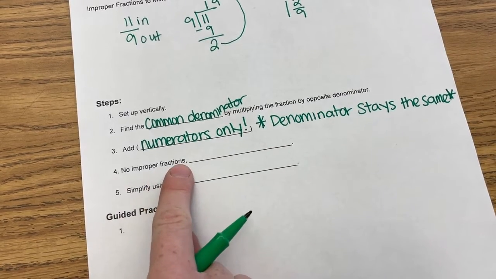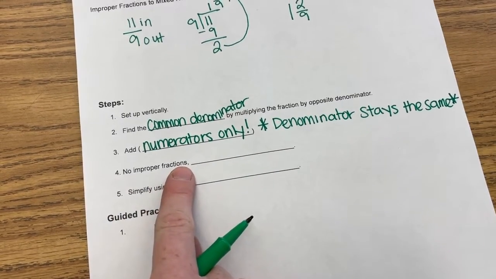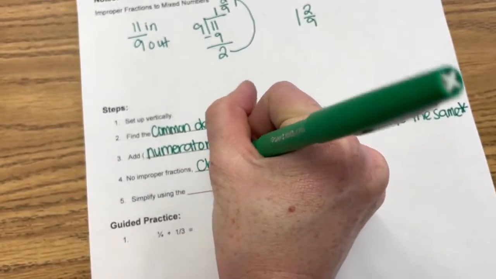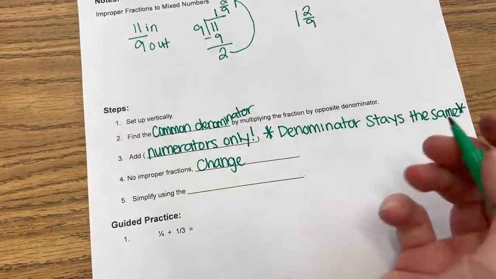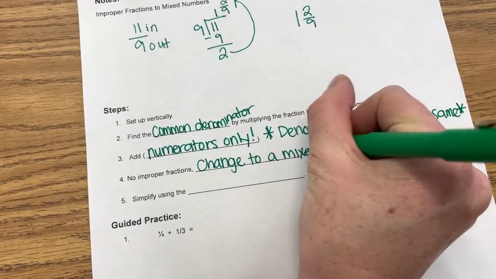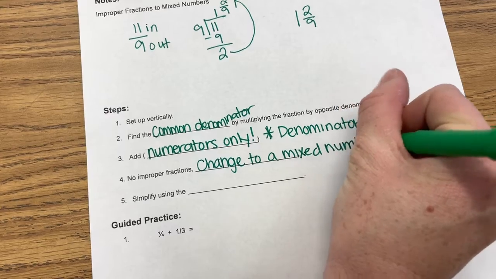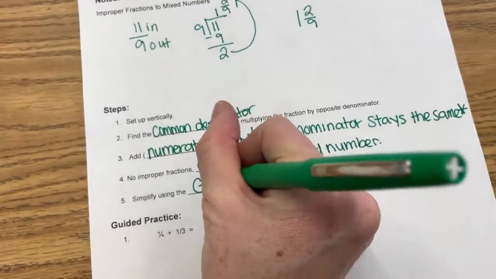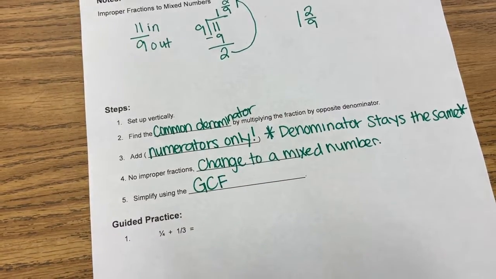No improper fractions, so we need to change to a mixed number, just like I showed you up here. And then we're going to simplify using the GCF. Okay, I'm going to keep those steps out. I'm getting my red pen out.